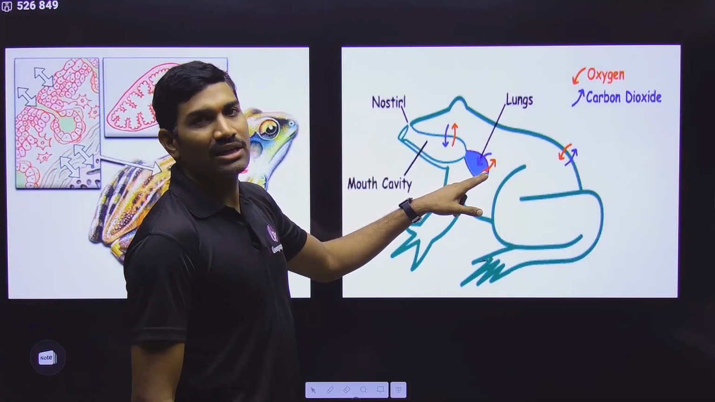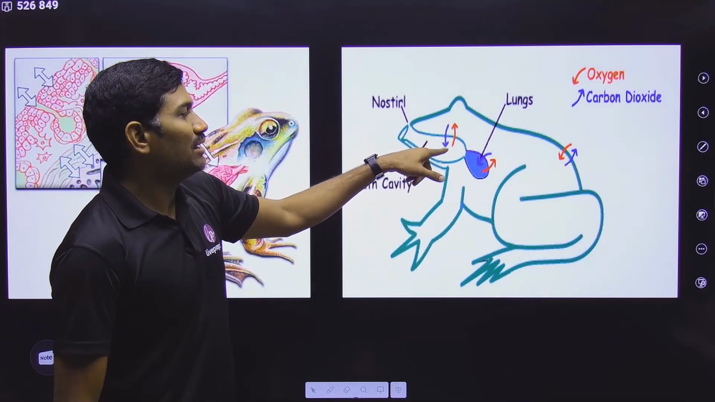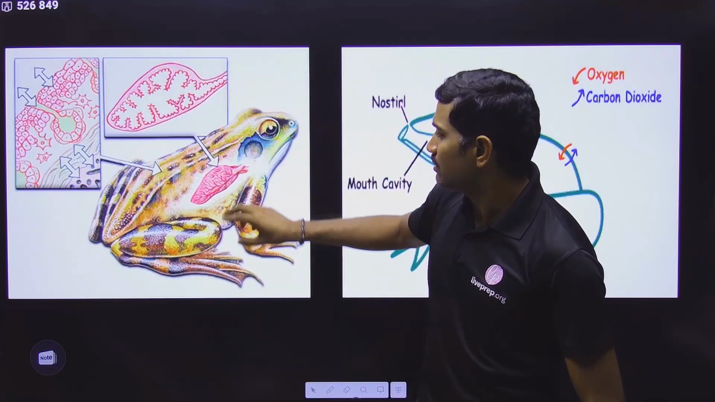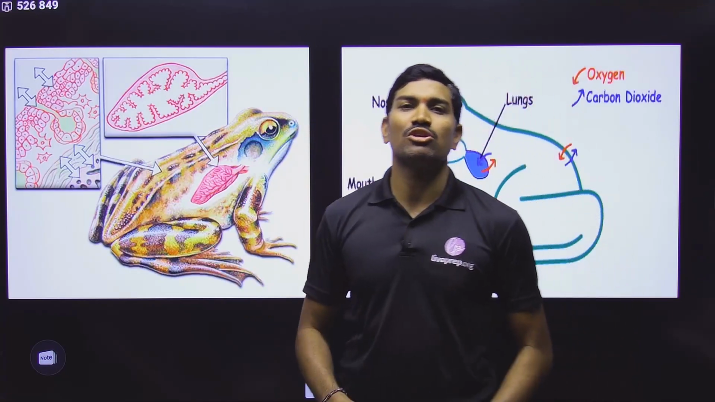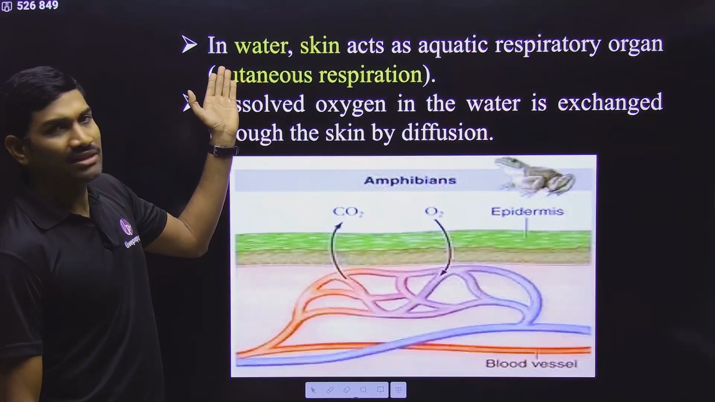So lungs are involved in exchange of gases, skin is involved in exchange of gases, and even the buccopharyngeal epithelium is involved in exchange of gases. This is the simple rough diagram that they have given. These are the lungs, this is the skin, and here the buccopharyngeal epithelium is also involved in respiration. This is what they are saying. Clear?